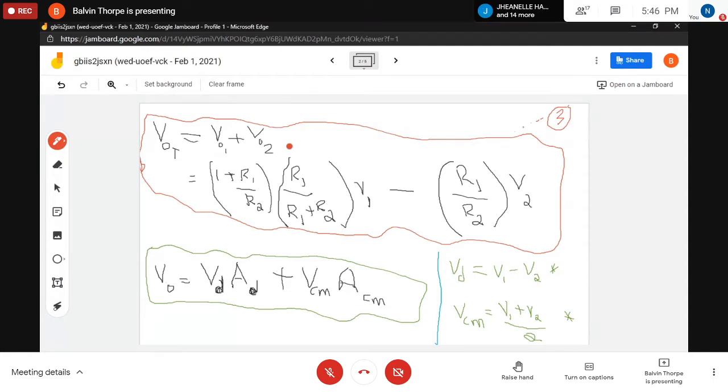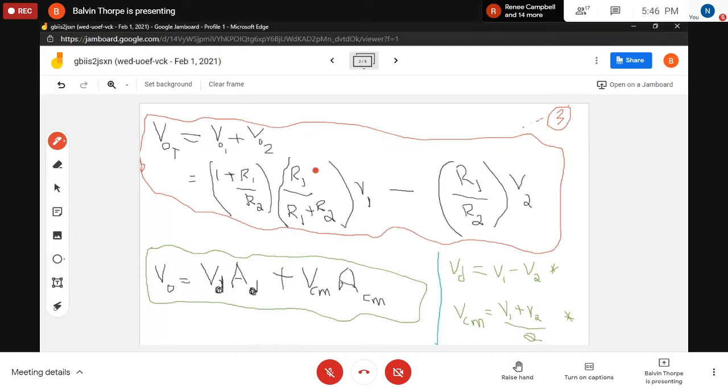Yes, sir. All right. Wonderful. So that's the output voltage for this network. And now you can see clearly why it's called a subtractor or a difference amplifier, because it's showing you that the output voltage for that network is a difference between the two input voltages. That's what this equation is showing you.